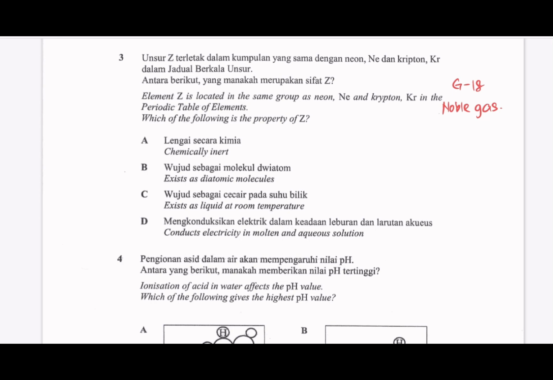Okay, chemically inert, correct. Exists as a diatomic molecule, no. Actually, noble gases are monoatomic. Exists as a liquid, no. They are gases. Conducts electricity, no. They don't have freely moving ions to conduct electricity. So the correct answer is chemically inert.